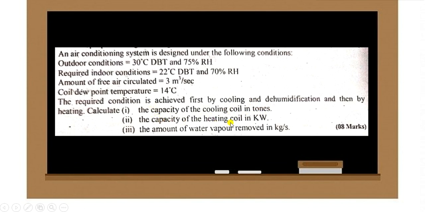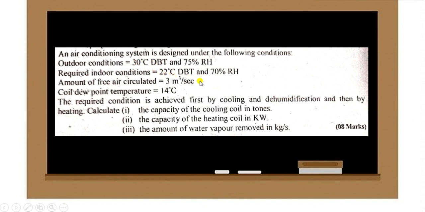And the capacity of the heating coil is also asked, because the third process is heating. Heating indicates a rise in temperature. So how much heat you need to supply to the air is the reason he has asked for the capacity of the heating coil. And the third one is the amount of water vapor removed. It is related to the dehumidification process. Dehumidification is nothing but the removal or extraction of water from the moist air. So that is how much water vapor you remove to go from outdoor conditions to indoor conditions. So this is the definition of the problem.